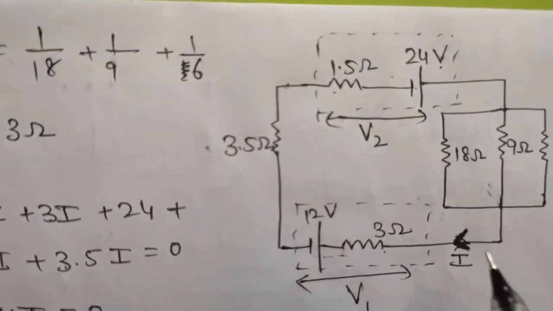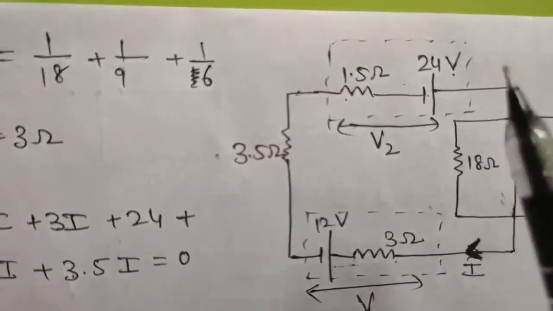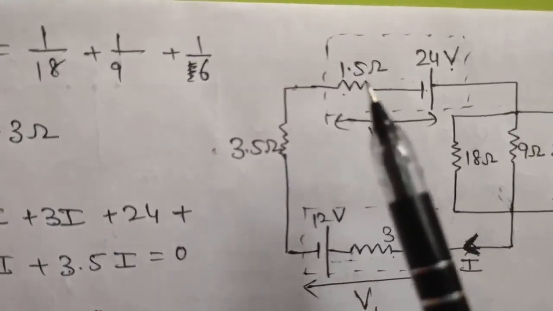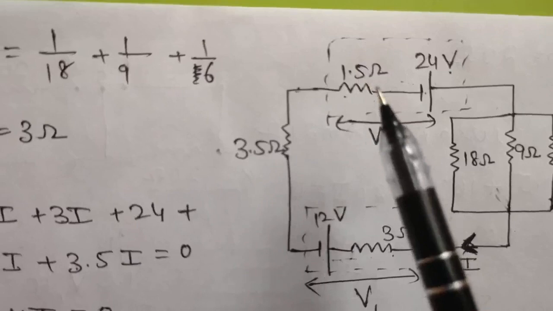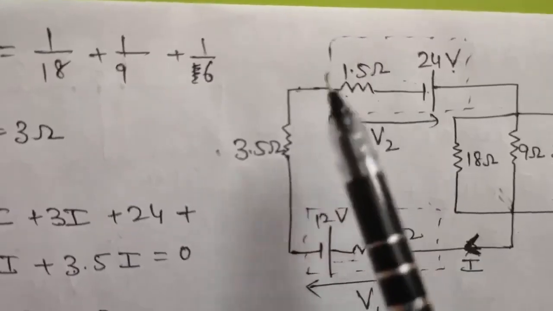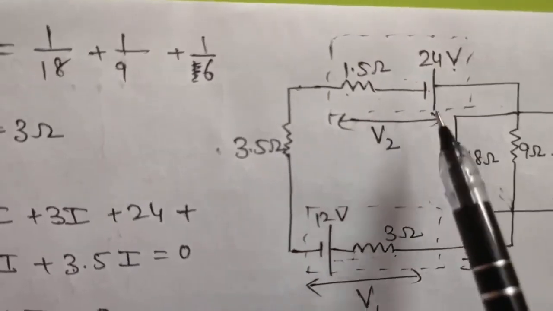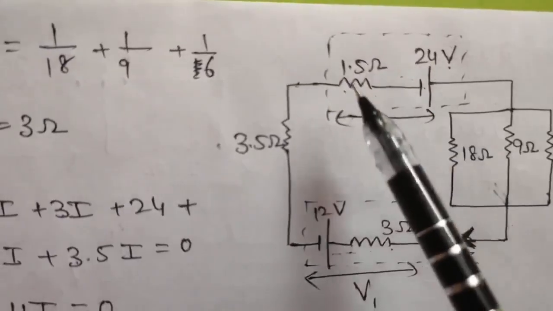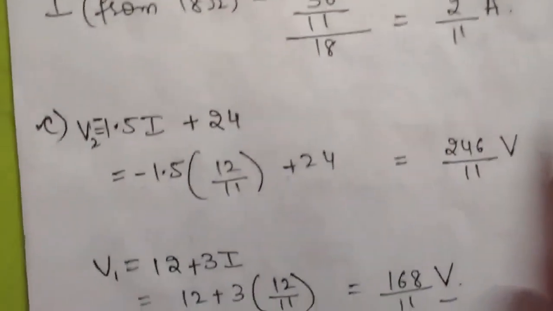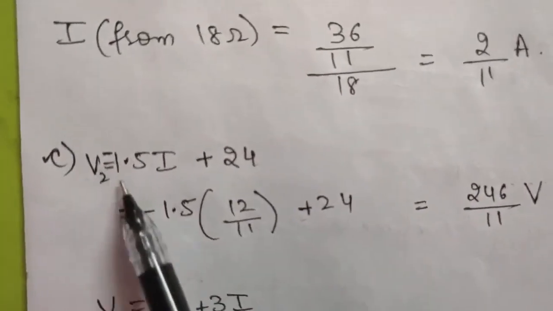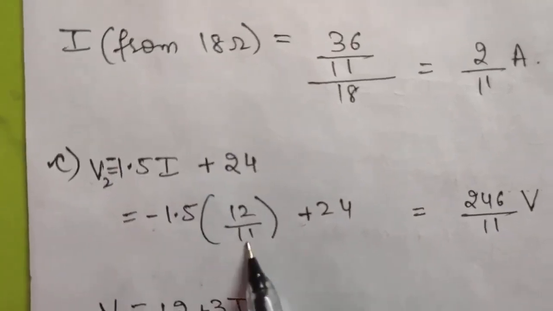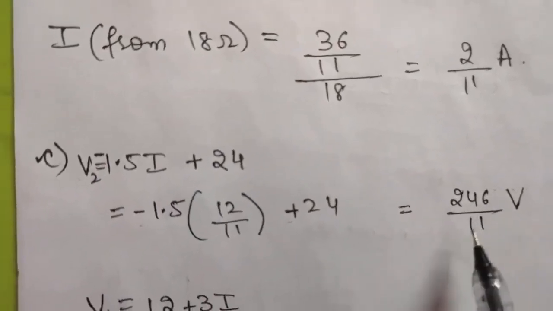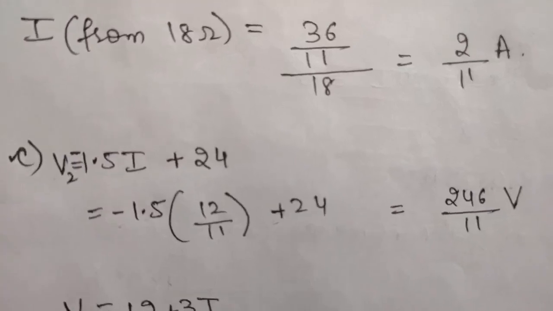See, for V2 current is flowing like this. So if you are going like this, 1.5i minus 24, or you can say 24 minus 1.5i. So V2 will be 24 minus 1.5i. Again put the value of I, you will get the answer to be 246 by 11 volt.